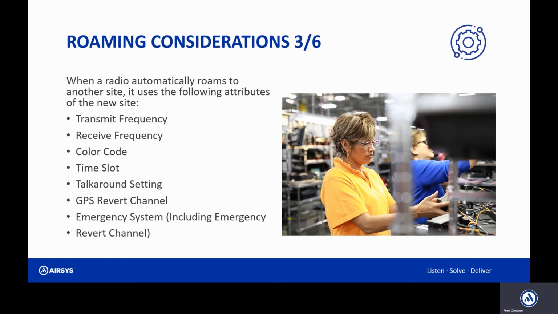So when a radio automatically roams to another site, it uses the following attributes of the new site: the transmit frequency, the receive frequency, the color code, the time slot, talk around setting, GPS revert channel, emergency system, and the emergency revert channel. So essentially, once you roam to a new site, your radio will basically switch to a new channel, to the channel that the new site is on. Even though your channel selector will be on the same position as before, your radio is now using the roam list to select the new channel for the new site.